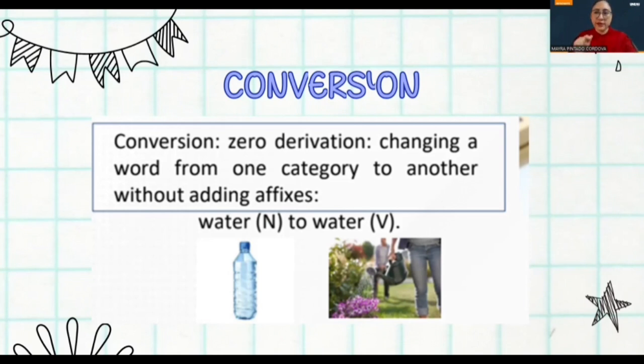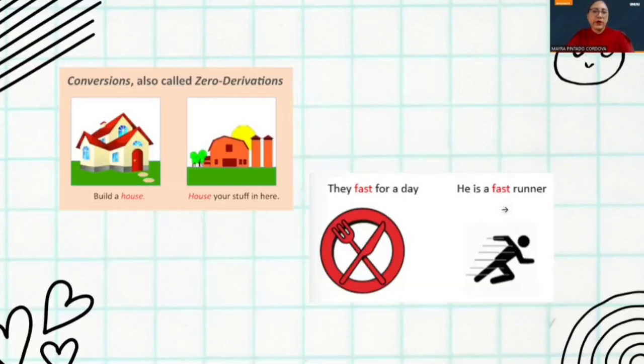Here we have an example with water. As a noun, water is the water we drink. As a verb, to water implies putting water on the plants. We have two examples with home. Home as a noun refers to a building where people live. As a verb, to house, to provide shelter or accommodation for someone or something.